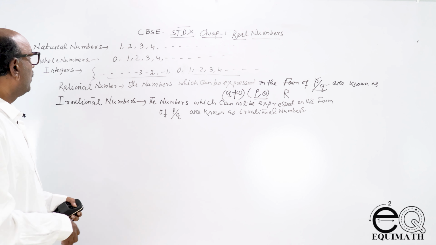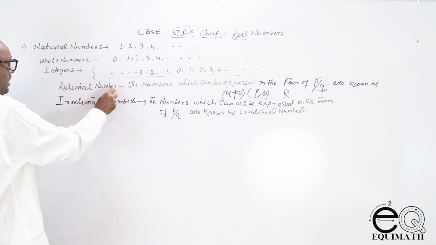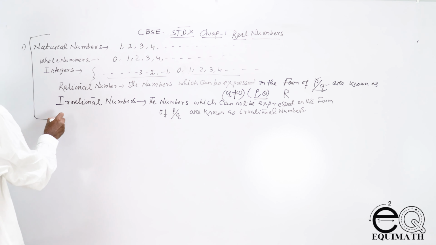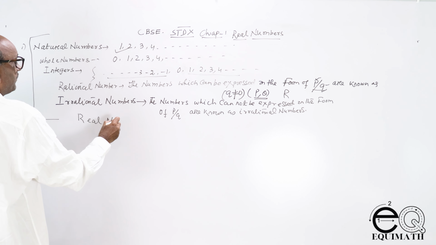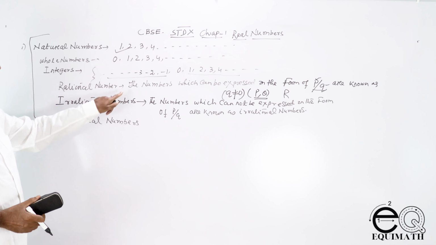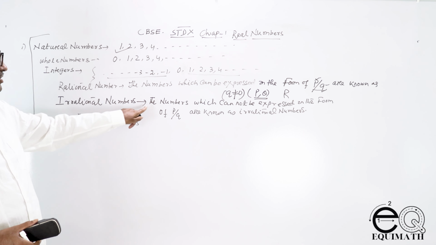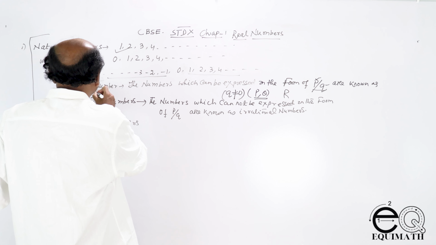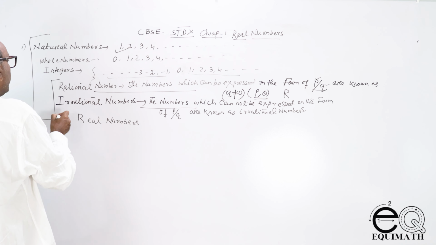So now you see all these numbers, natural numbers, whole numbers, integers, rational numbers, irrational numbers, altogether known as real numbers. All the natural numbers are real numbers. All the whole numbers are real numbers. All the integers are real numbers. All the rational numbers are real numbers. Also all the irrational numbers are real numbers. So all the rational numbers and all the irrational numbers taken as a whole are known as real numbers.